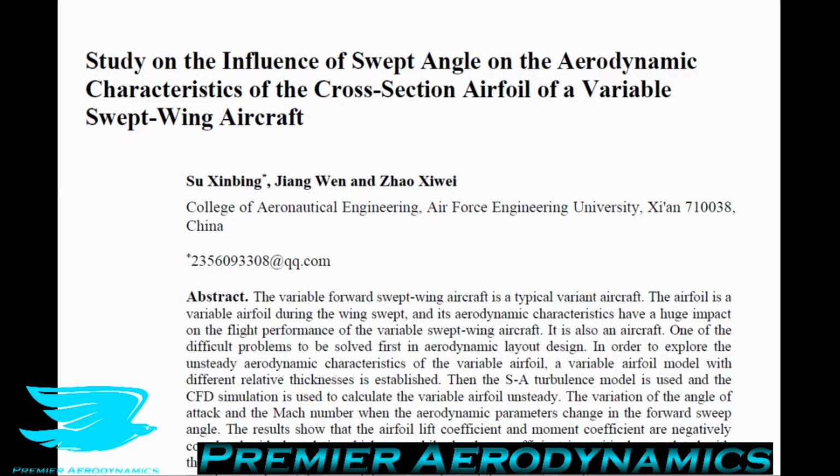To look at this, we're going to look at a paper called Study on the Influence of Swept Angle on the Aerodynamic Characteristics of the Cross-Section Airfoil of a Variable Swept Wing Aircraft. This is open access, so you can find it in the link in the description.